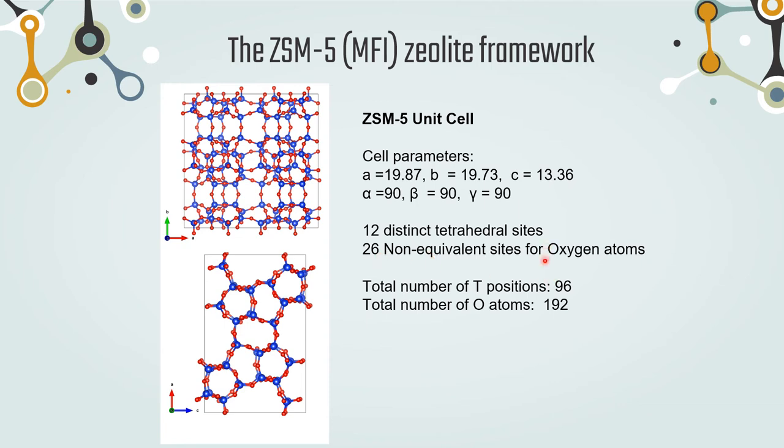But the site is not the same as the position. For example, one of these tetrahedral sites had eight different positions. So the total number of Si positions is 96. For oxygen atoms, the total number of O positions is 192.